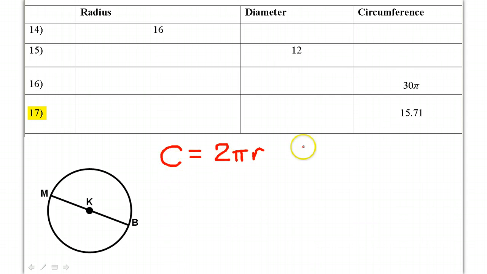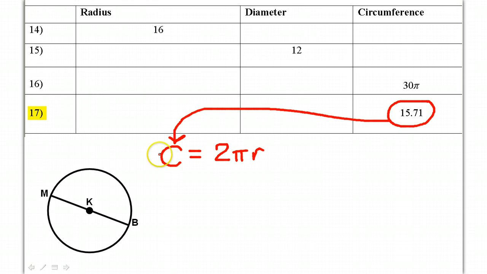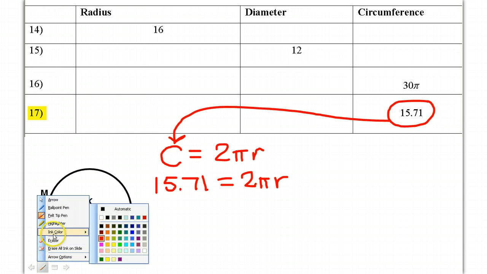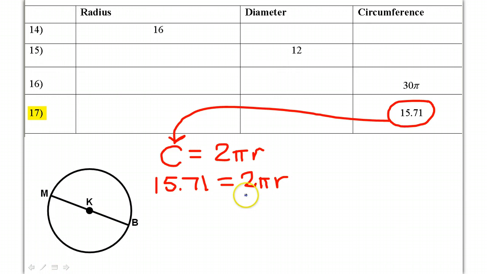So, we start with the formula. We are given the circumference. We will put the circumference in for C because that's what it is. So this will become 15.71 equals 2 times pi times the radius. Now, to get the radius by itself, of course I'm going to divide both sides by 2 pi.